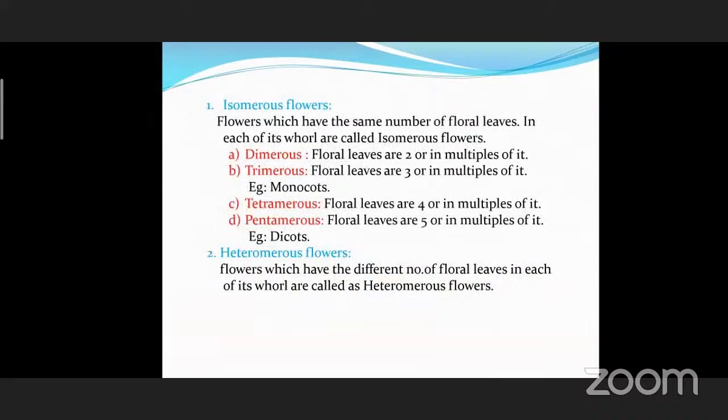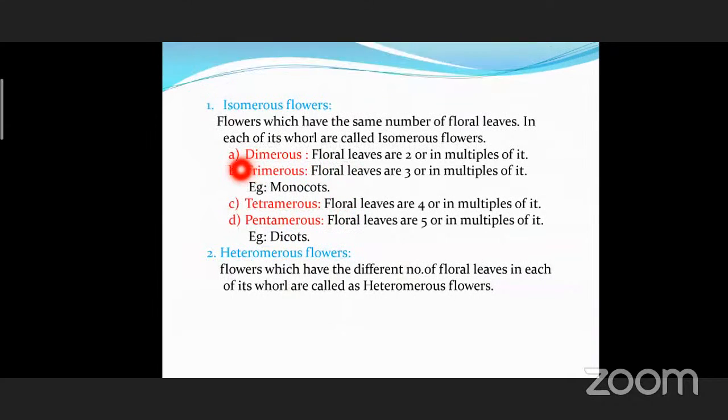Next, isomerous flowers and heteromerous flowers. Iso means similar, hetero means different. So now let us discuss the first one, isomerous flowers. Flowers which have the same number of floral leaves in each of their whorls are called isomerous flowers. And subtypes: first one dimerous, trimerous, tetramerous, and pentamerous.